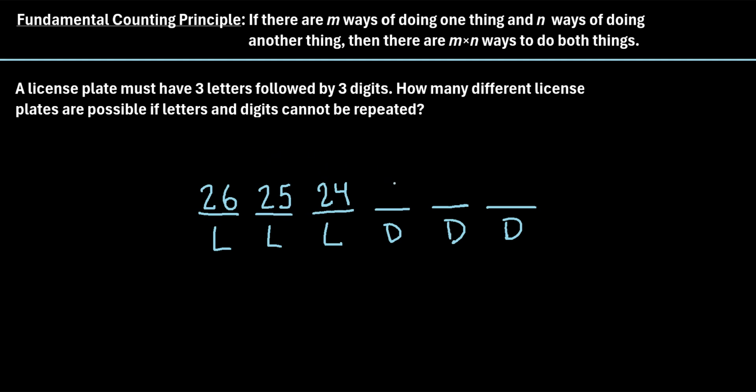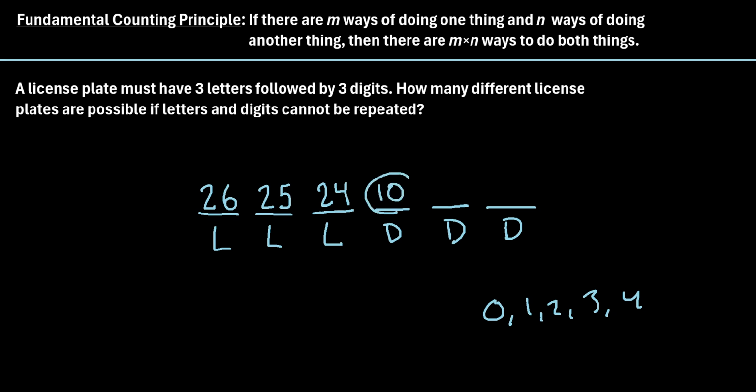Now, for the digits, we kind of repeat the same process. The first digit can be anything from 0 through 9. So you could choose 0, 1, 2, 3, 4, all the way up to 9. So there are 10 total choices for the digit. So we'll say 10 choices for this one.